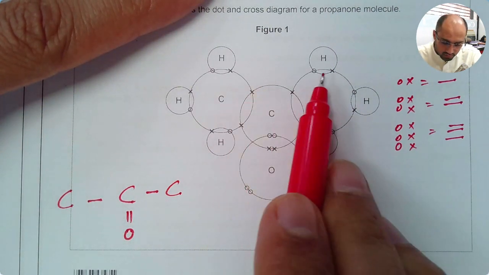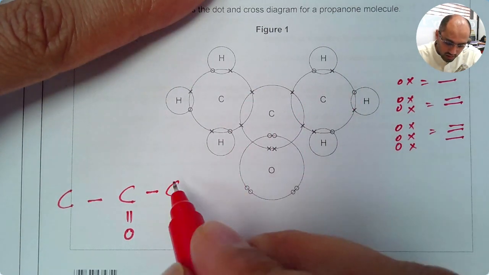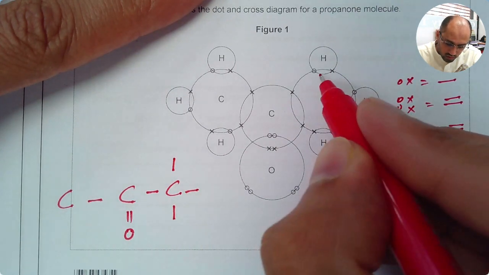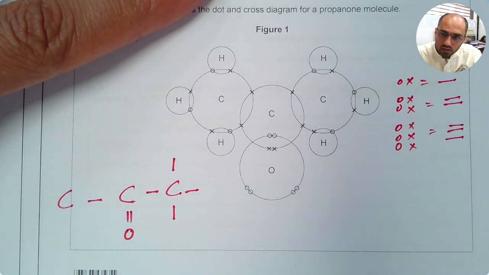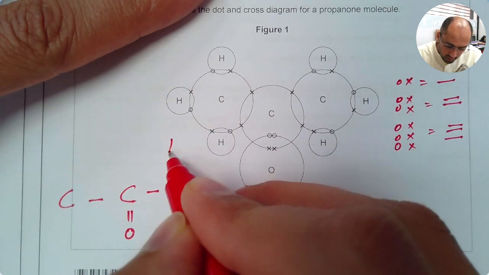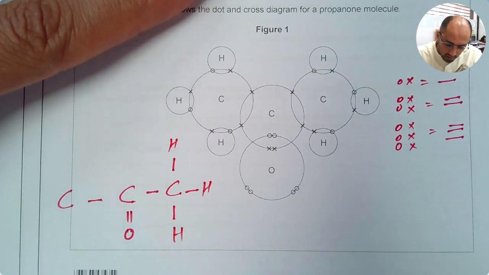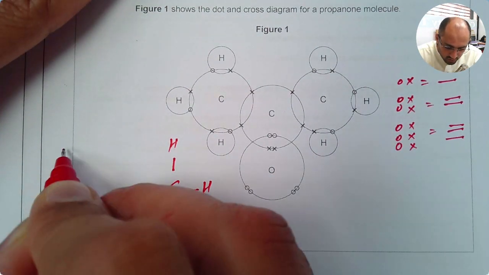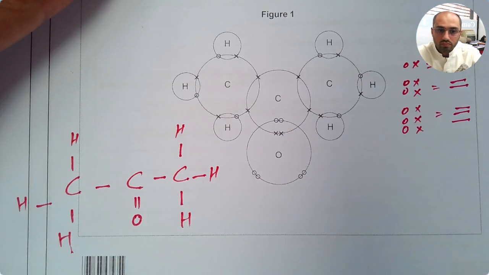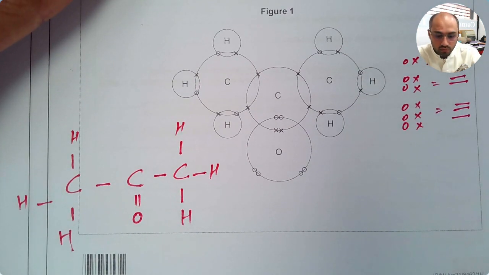Then I can see around each carbon there are 3 hydrogen atoms, and they are all single bonds, because 2 electrons equals 1 single bond. So I can say a hydrogen, and a hydrogen. Same thing on the left side, I'll have 3 hydrogens. And this is the answer to my question.